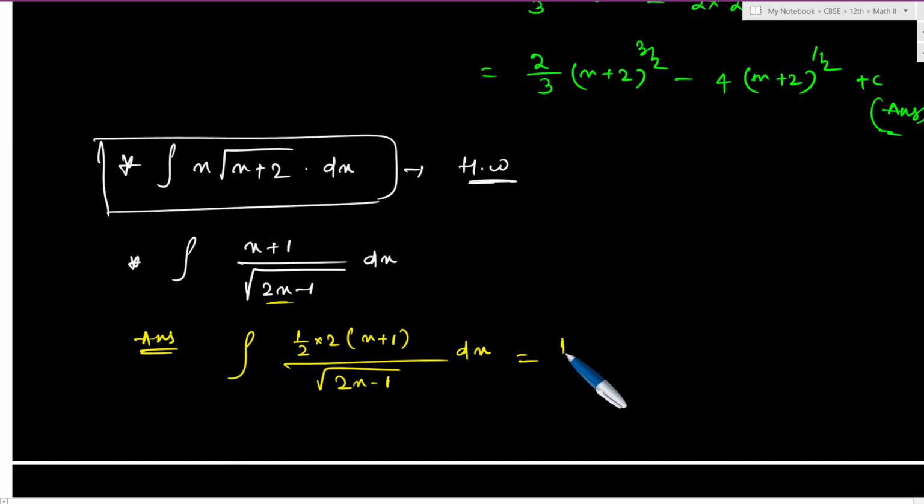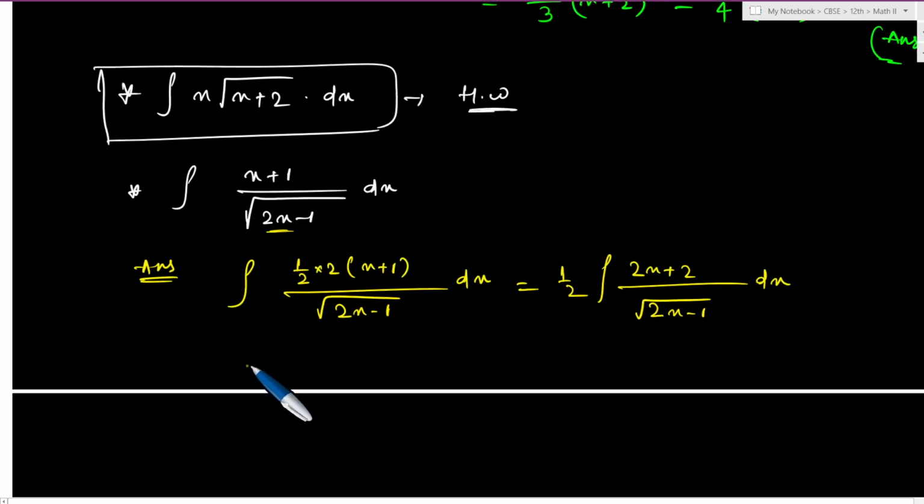This half will remove out and 2 will multiply with this. This will become integration of 2x plus 2 divided by root of 2x minus 1 dx. Integration of, here it is 2x plus 2 and here it is 2x minus 1. So we have to convert 2x plus 2 to 2x minus 1.